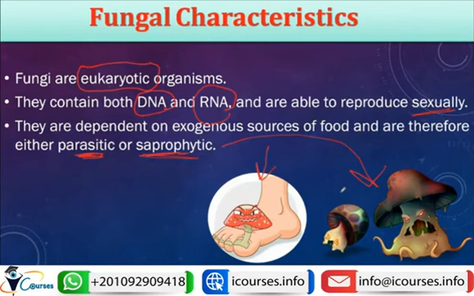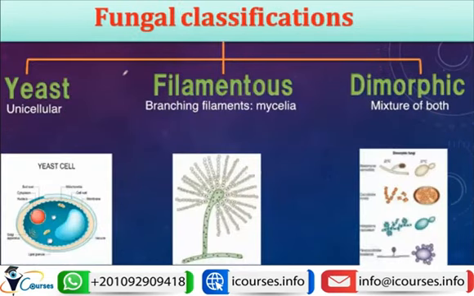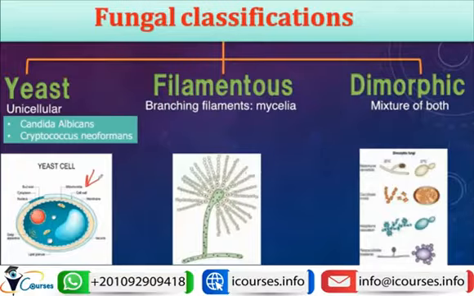The fungi can be classified into three kinds. The first one is called yeast, the second type is called filamentous, and the third type is dimorphic. So what is the difference between all of them? The yeast is a unicellular kind of fungus, so the fungus consists of only one cell. Examples of this are Candida albicans and Cryptococcus neoformans.